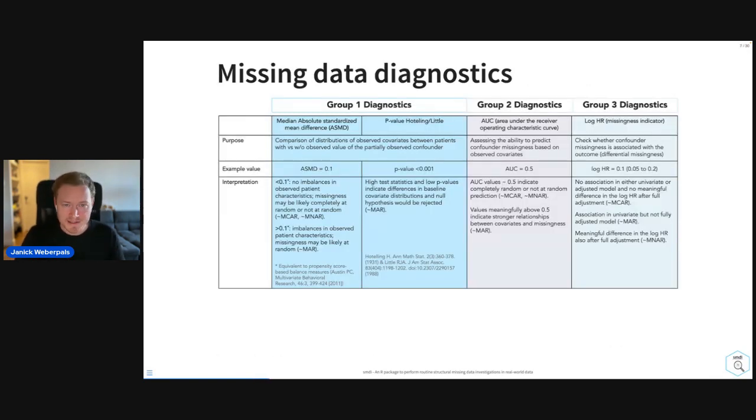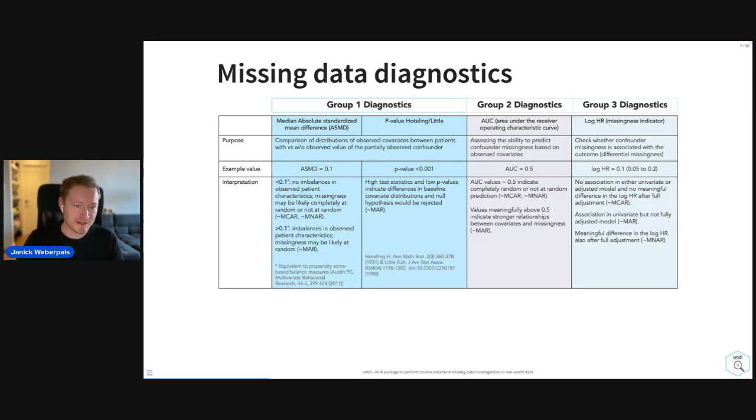And so we did some theoretical thinking and checked, can we come up with any groups of diagnostics that can give us a little idea about what the missingness process could be here. And so group 1 diagnostics would compare the distributions of observed covariates between patients with and without an observed value of the partially observed confounder.